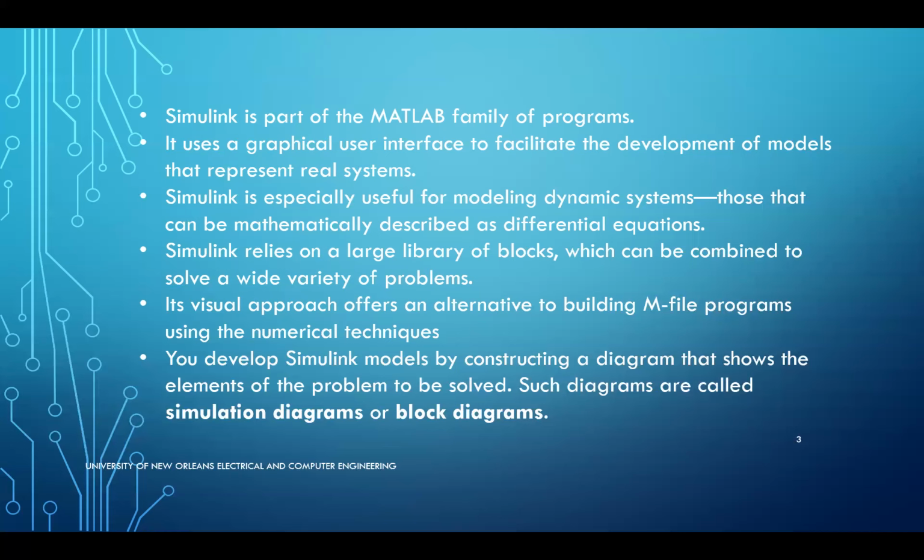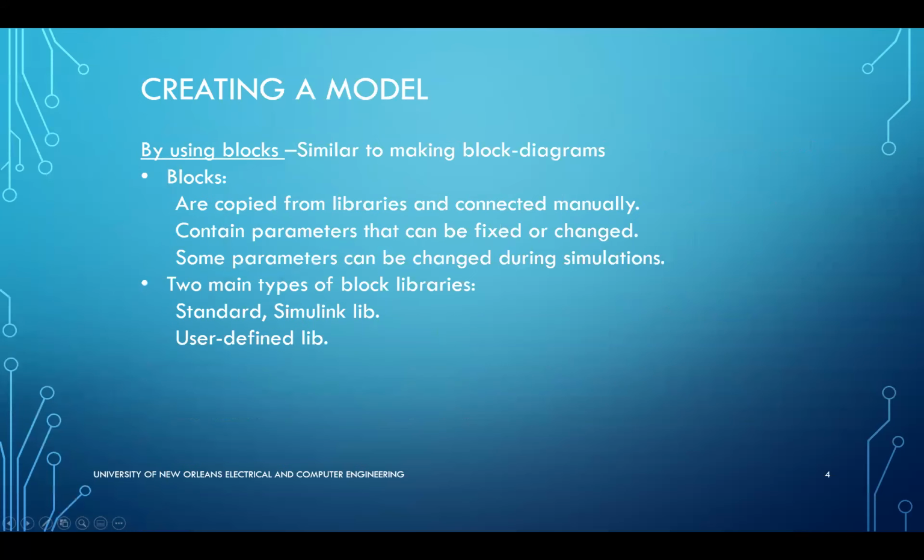You construct or develop Simulink models by building a diagram that shows the elements of the problem to be solved. These diagrams are called simulation diagrams or block diagrams. So when you use Simulink, you need to create a model. And you create a model by using blocks, similar to making block diagrams. Blocks are copied from libraries and connected manually. You'll see how those libraries work. It contains parameters that can be fixed or changed. Some parameters can be changed during simulations.